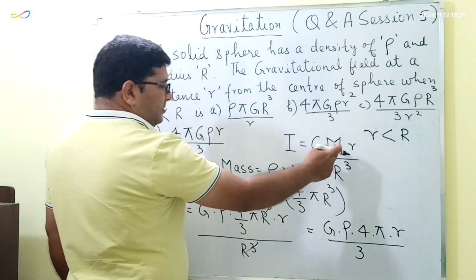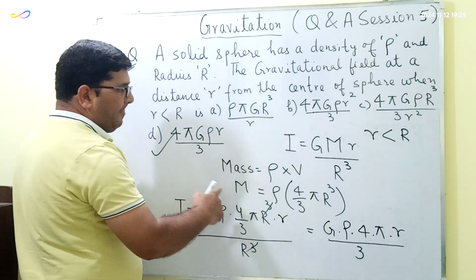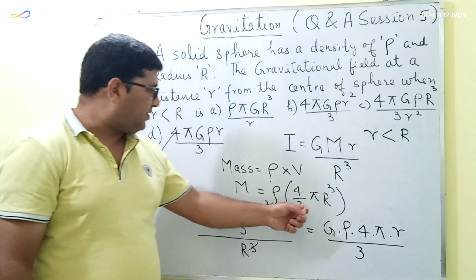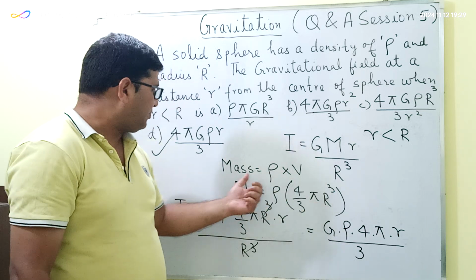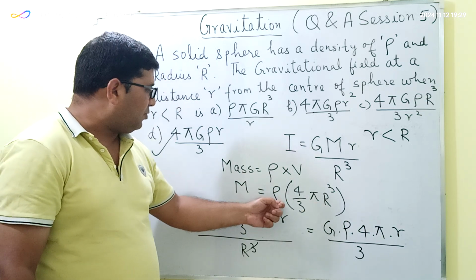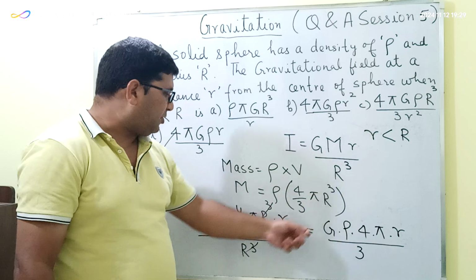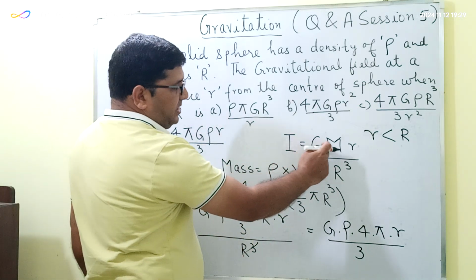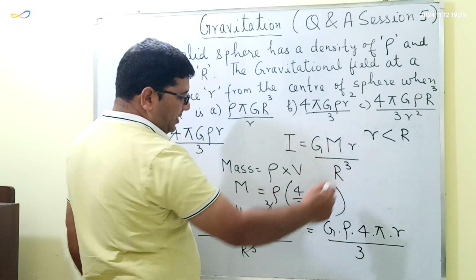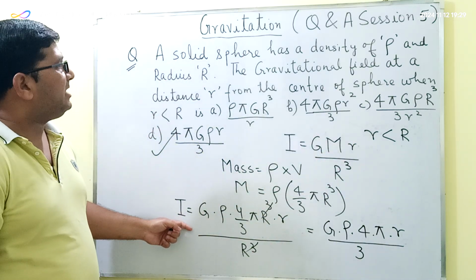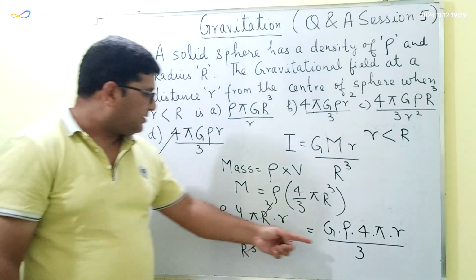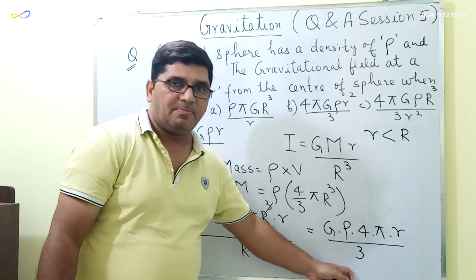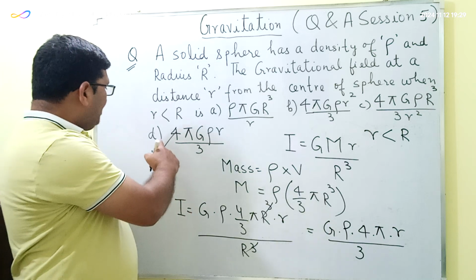And thereafter we have used the formula for the mass, which is equal to density into volume. The volume of the sphere is equal to 4 by 3 pi R cube. So by substituting the value of M as rho into 4 upon 3 pi R cube in this equation, that is I is equal to G into capital M into small r divided by R cube, we found the value of the gravitational field intensity as G into rho into 4 into pi into small r divided by 3, and the correct option was D.